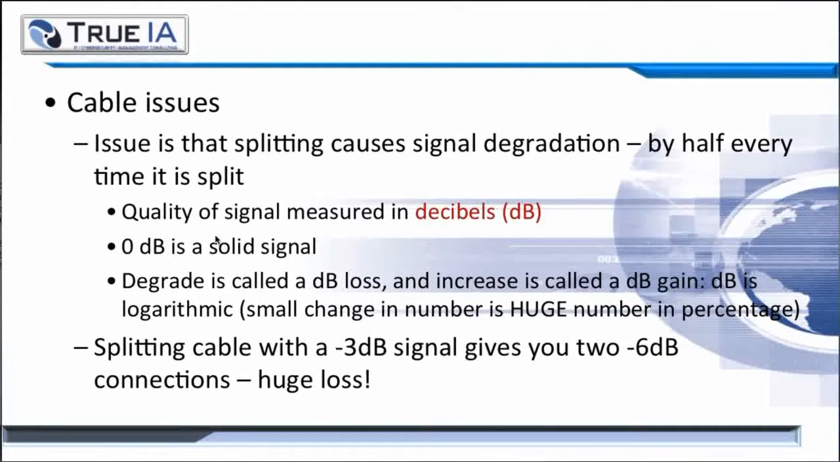So cable modems pose a special kind of issue. The issue is that splitting causes signal degradation by half every time you split it. So splitting a cable with -3 dB gives you two cables with -6 dB. That is a huge loss when you're talking about an internet connection.